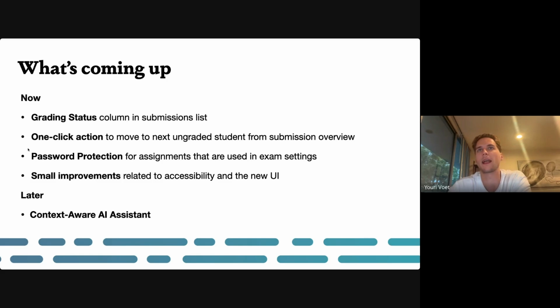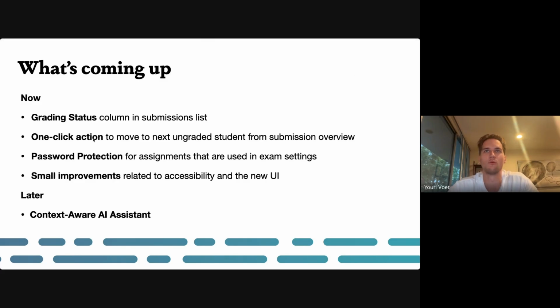What's coming up? We have a couple of items that came up from our new UI that we're bringing back or improving. So one is a grading status column in the submissions list. If you use manual grading, you can see which students still need to be graded. This was highly requested, and that's coming very soon, I think.